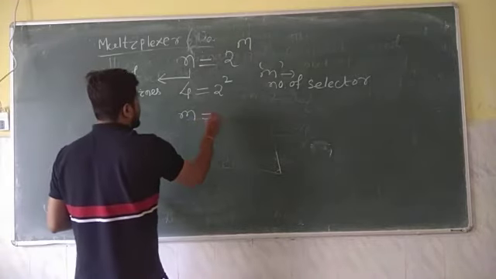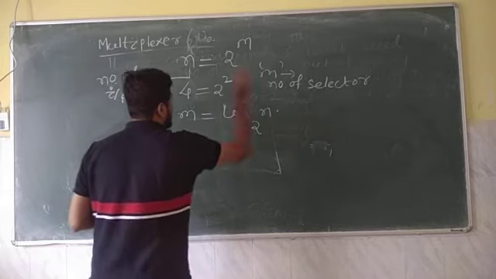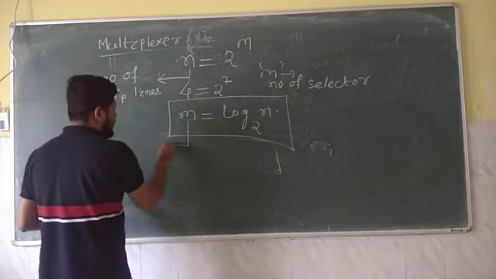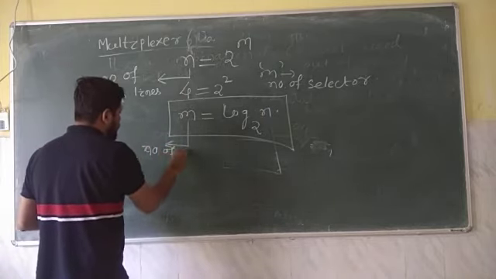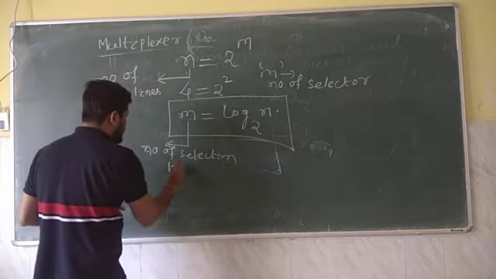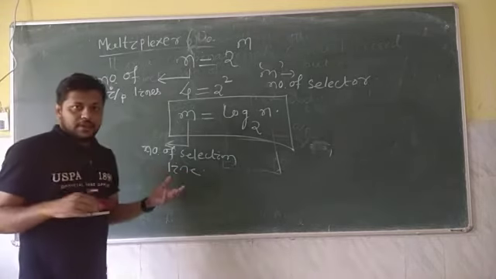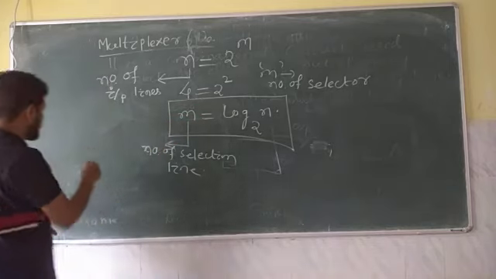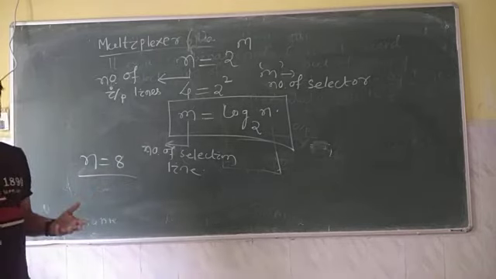That is, m is equal to log base 2 of n, where m is the number of selection lines. So for example, if I have 8 input lines, n is equal to 8, then how many selection lines are required?